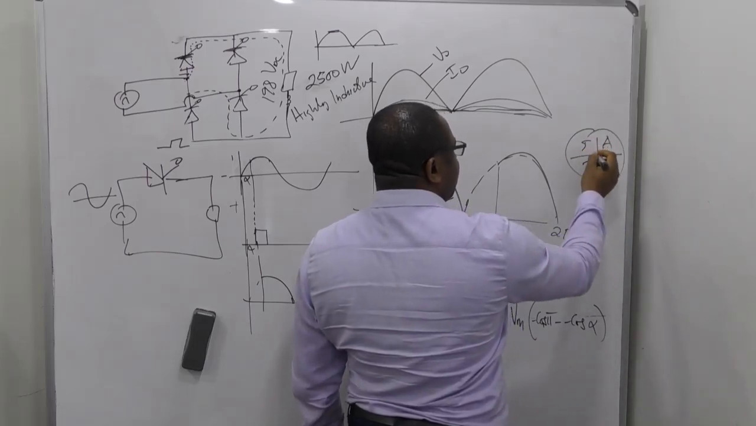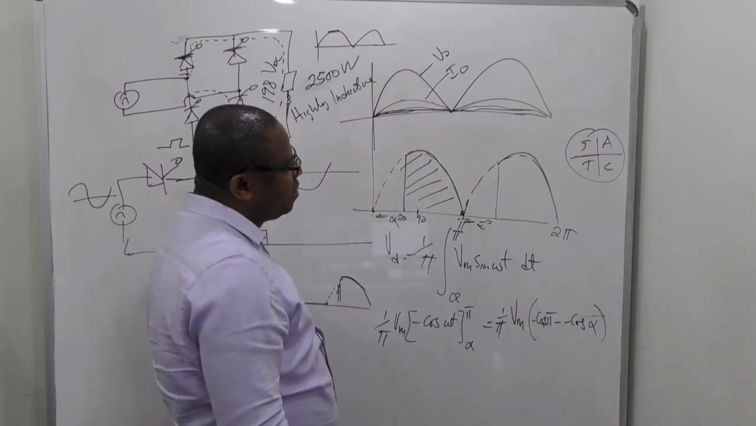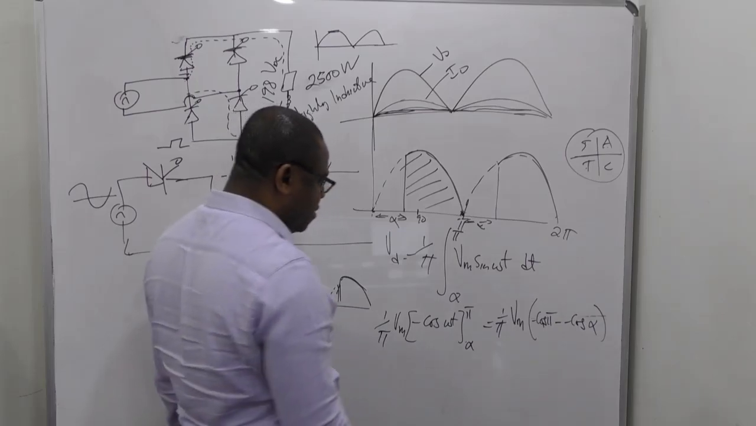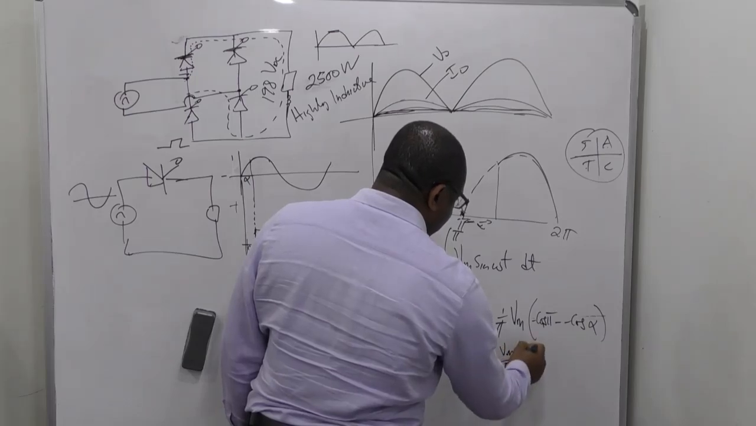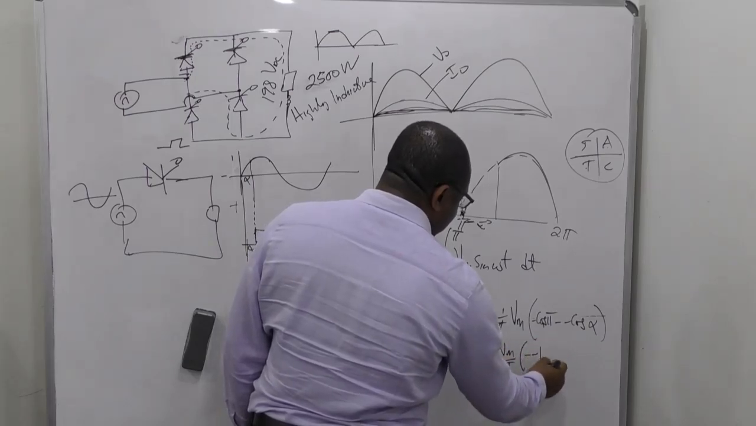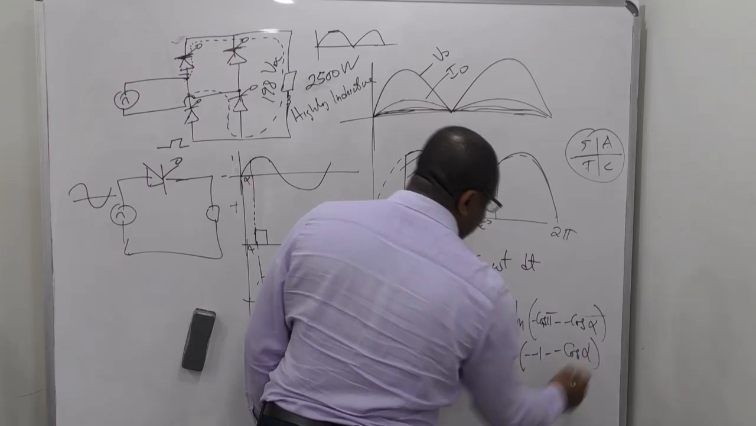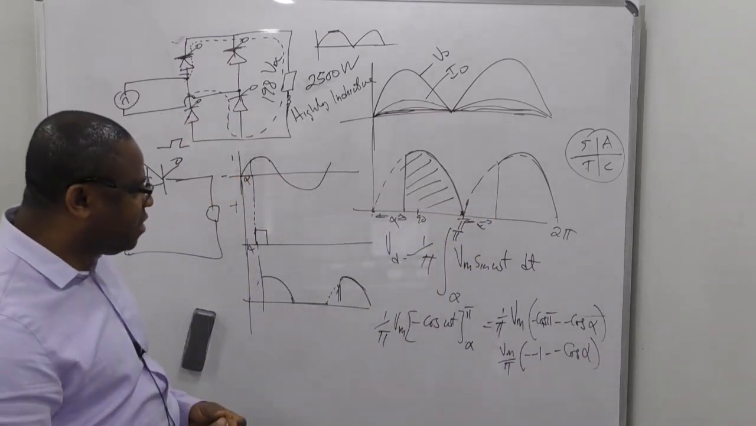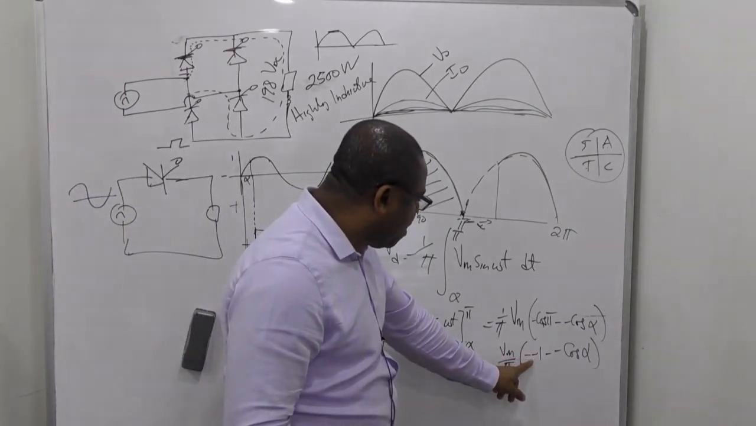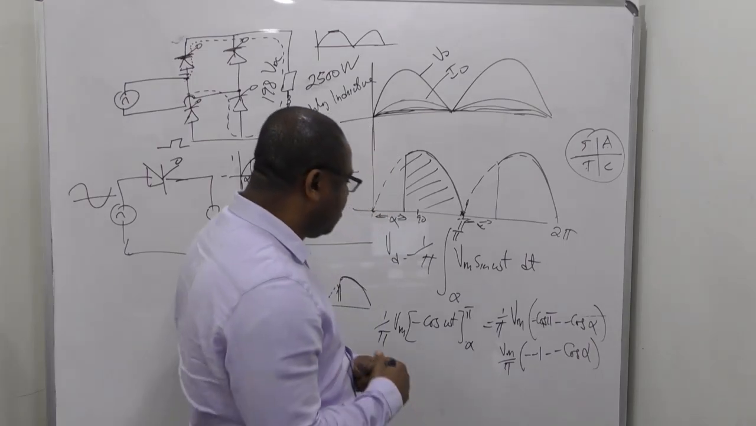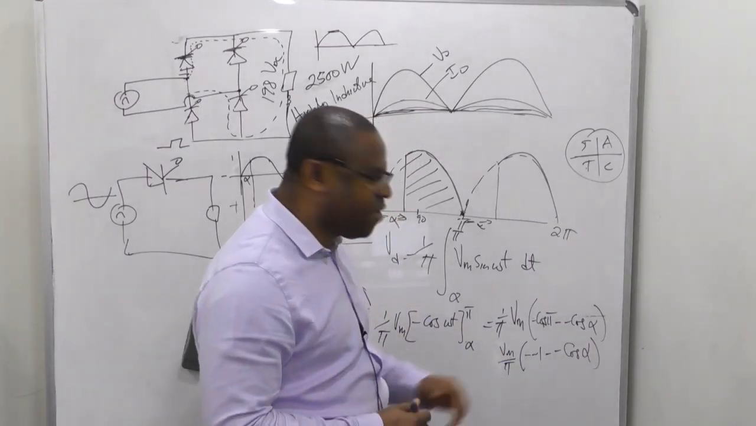Right, also take cos pi, which is 180, so that means there is going to be -1. So we're going to have Vm over pi into minus 1 minus cos alpha. Okay, I don't know what alpha is. Right, so now this is now plus and this is plus. So that means we have 1 plus cos alpha into Vm over pi.